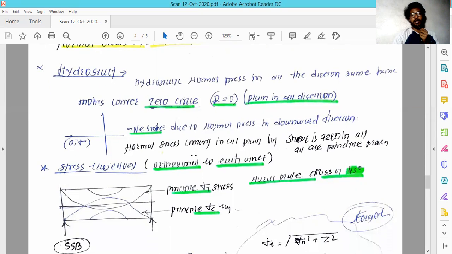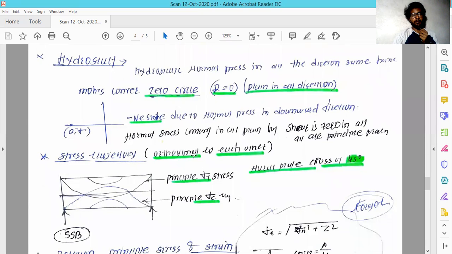Now we are moving toward the hydrostatic condition, in which they used to ask a simple kind of question: to find out the Mohr circle, or draw the Mohr circle, or how we will represent the Mohr circle if any body is placed under hydrostatic pressure.